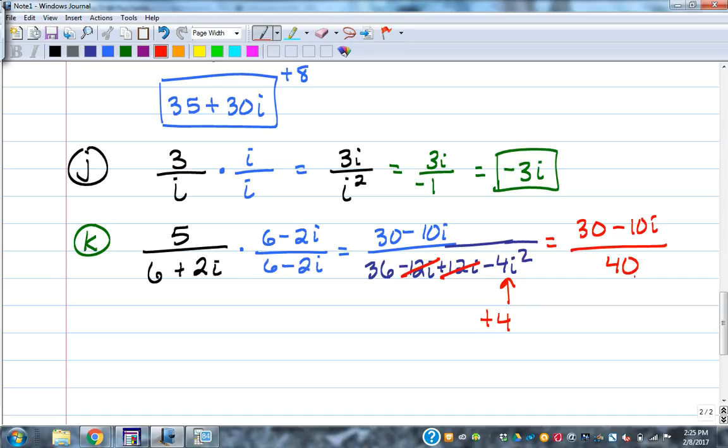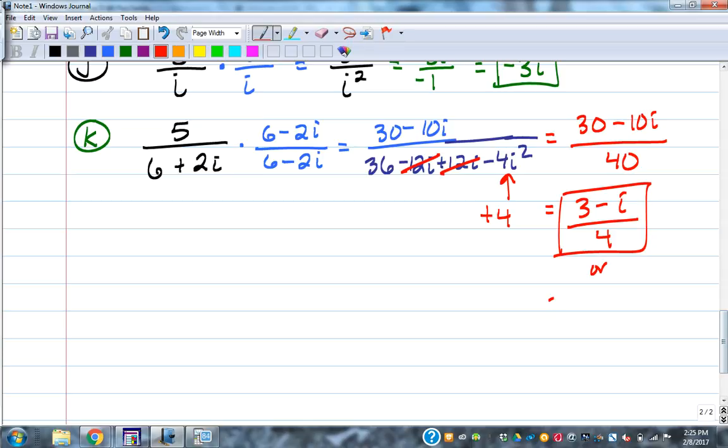Here's where you've got to look at it and say, okay, can I simplify any? 30, 10, and 40, do they have something in common? 10 goes into all of them, so divide them all by 10. You'll get 3 minus i over 4. Or, if you want to write it, 3/4 minus 1/4 i. That's the same thing.